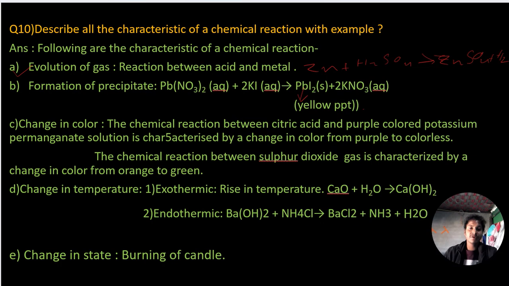There are two examples. The chemical reaction between citric acid and purple colored potassium permanganate solution is characterized by a change in color from purple to colorless. Okay, purple to colorless. Then the chemical reaction of sulfur dioxide gas is characterized by a change in color from orange to what? Orange to green.